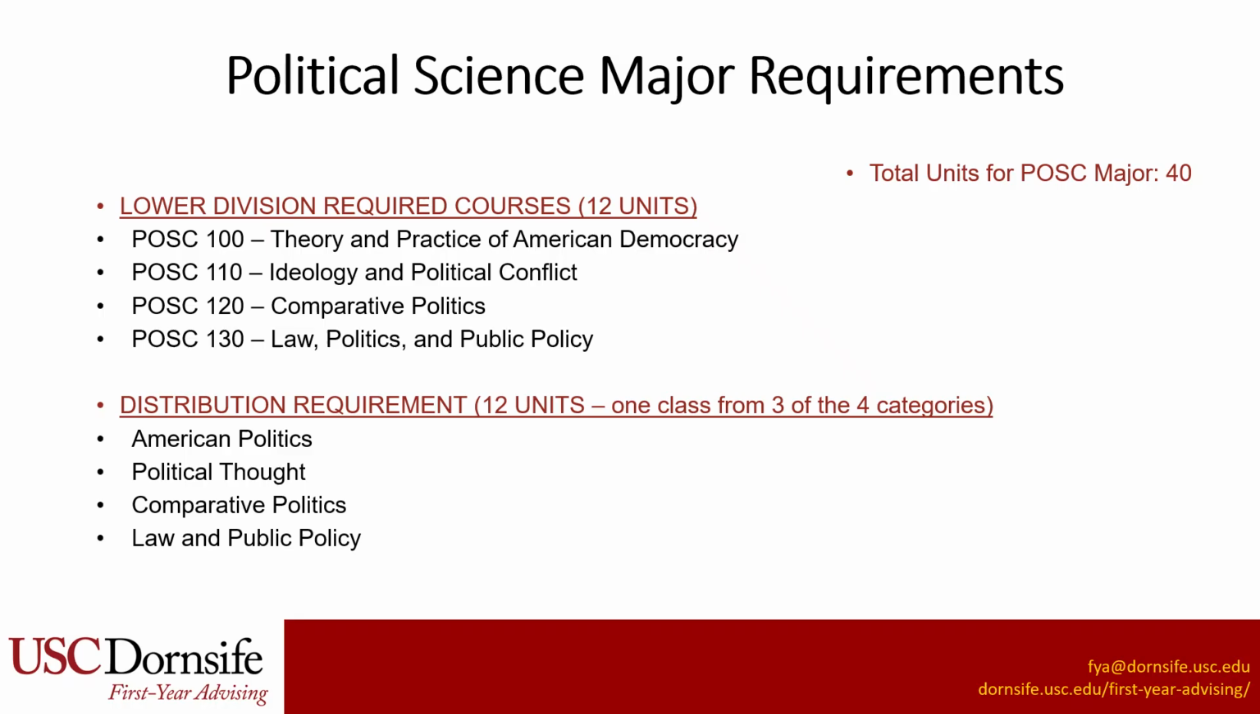So the political science major requires a total of 40 units, and the requirements are divided up into a few different sequences. So first you have your lower division requirement, which is 3 classes, and you can choose 3 of these 4 courses here. And then you have your distribution requirement, which is also 12 units. So essentially you choose 1 class from 3 of these 4 categories.